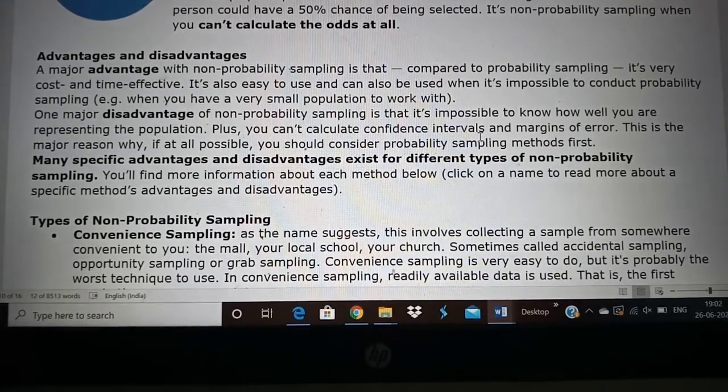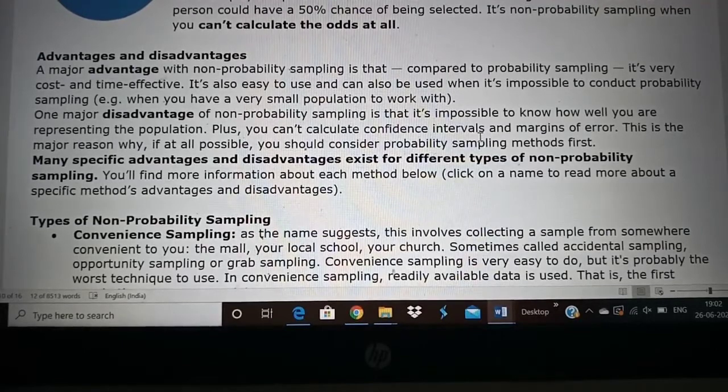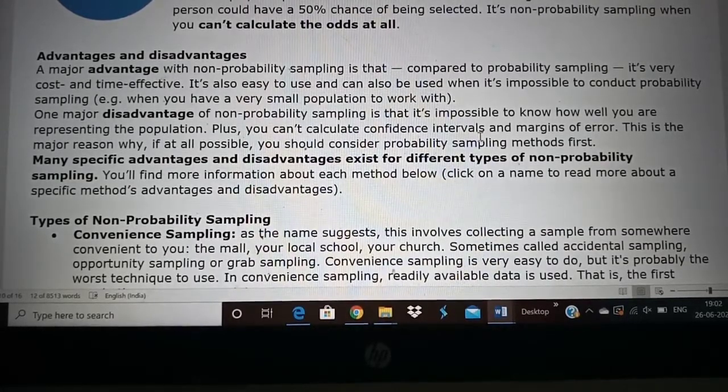So that is the disadvantage of non-probability sampling. You don't know who you will select and whether it represents the whole population. So there is a chance that you cannot calculate the errors, which we will study later. So this is the disadvantage. But as I said, the advantage is it is less time consuming and less costly. So it saves you a lot of time and cost.